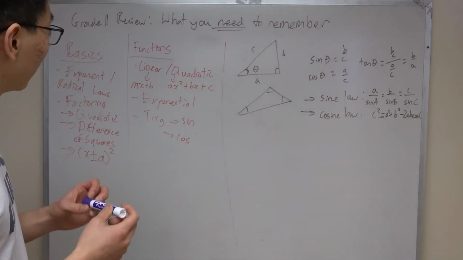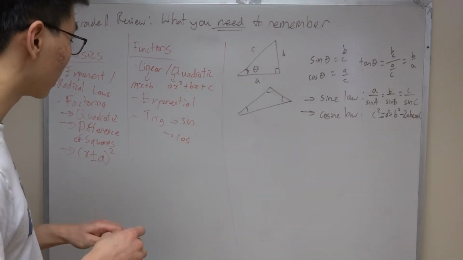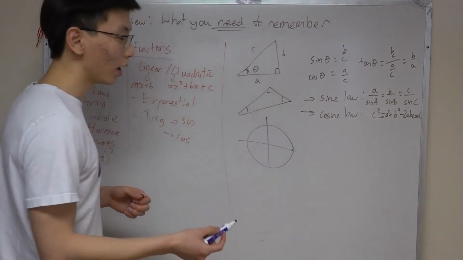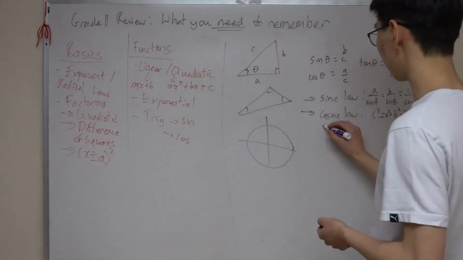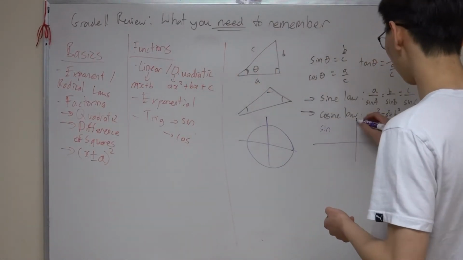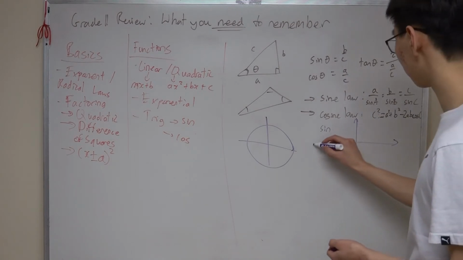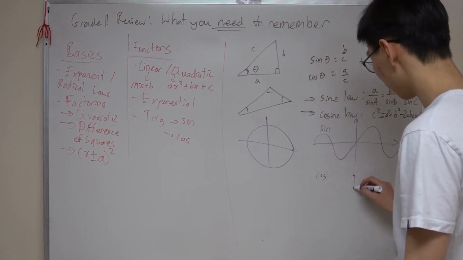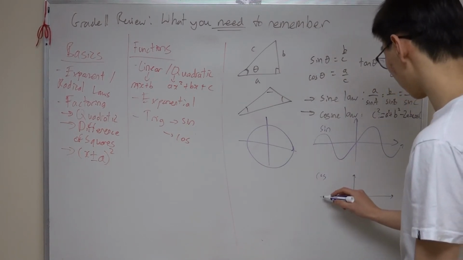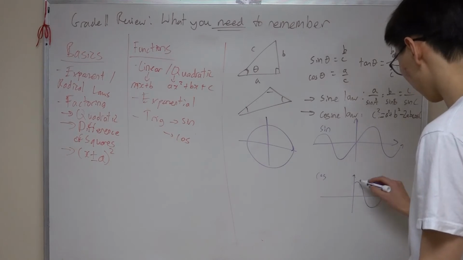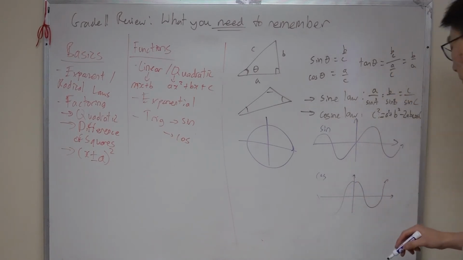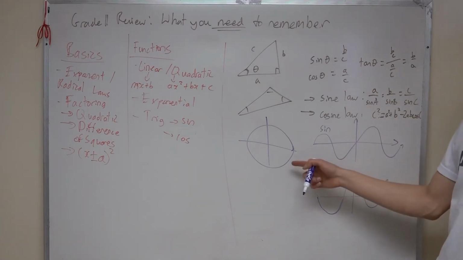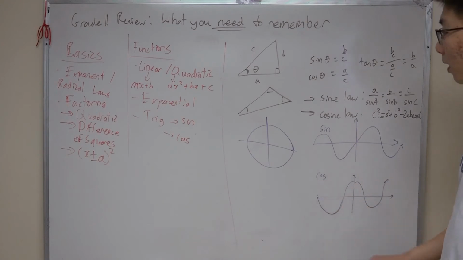The really confusing thing is when people start talking about the unit circle, and then they show you the sine graph, which looks something like this. And they show you the cosine graph, which looks something like that. Okay? And then they point at the unit circle and say, look, it's the same thing. That's really confusing.